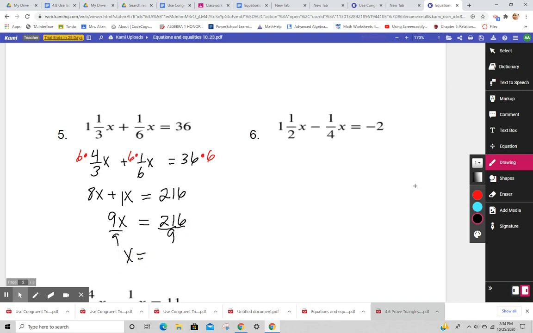So x equals 24. Okay, let's go to the next one. Again, we're starting here with a mixed number. Let's change the mixed number to an improper fraction.